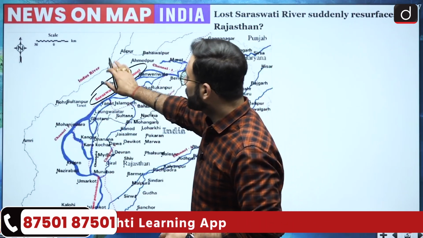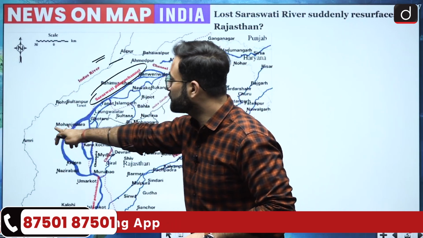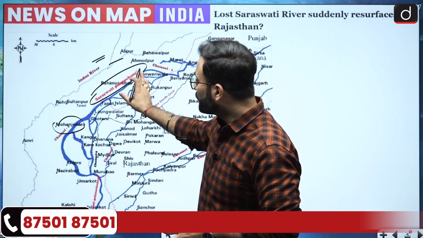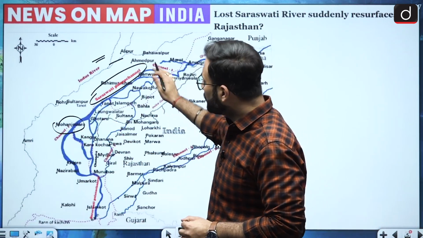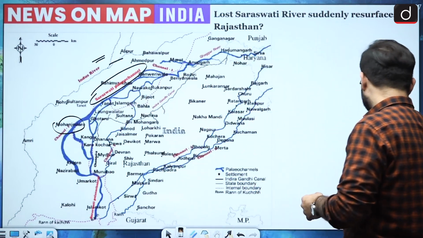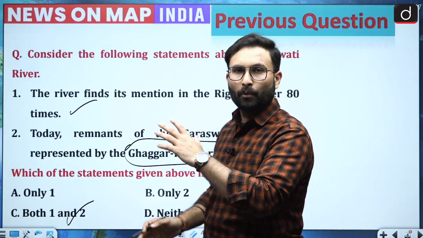Here you can see this is the Indus river, and this is the area of Mohenjo-daro. This is the place where the Indus Valley civilization was, and ultimately we have the Paleo channel of the Saraswati river, which is the same channel as the Gaggar-Hakra river. Both the statements are correct.